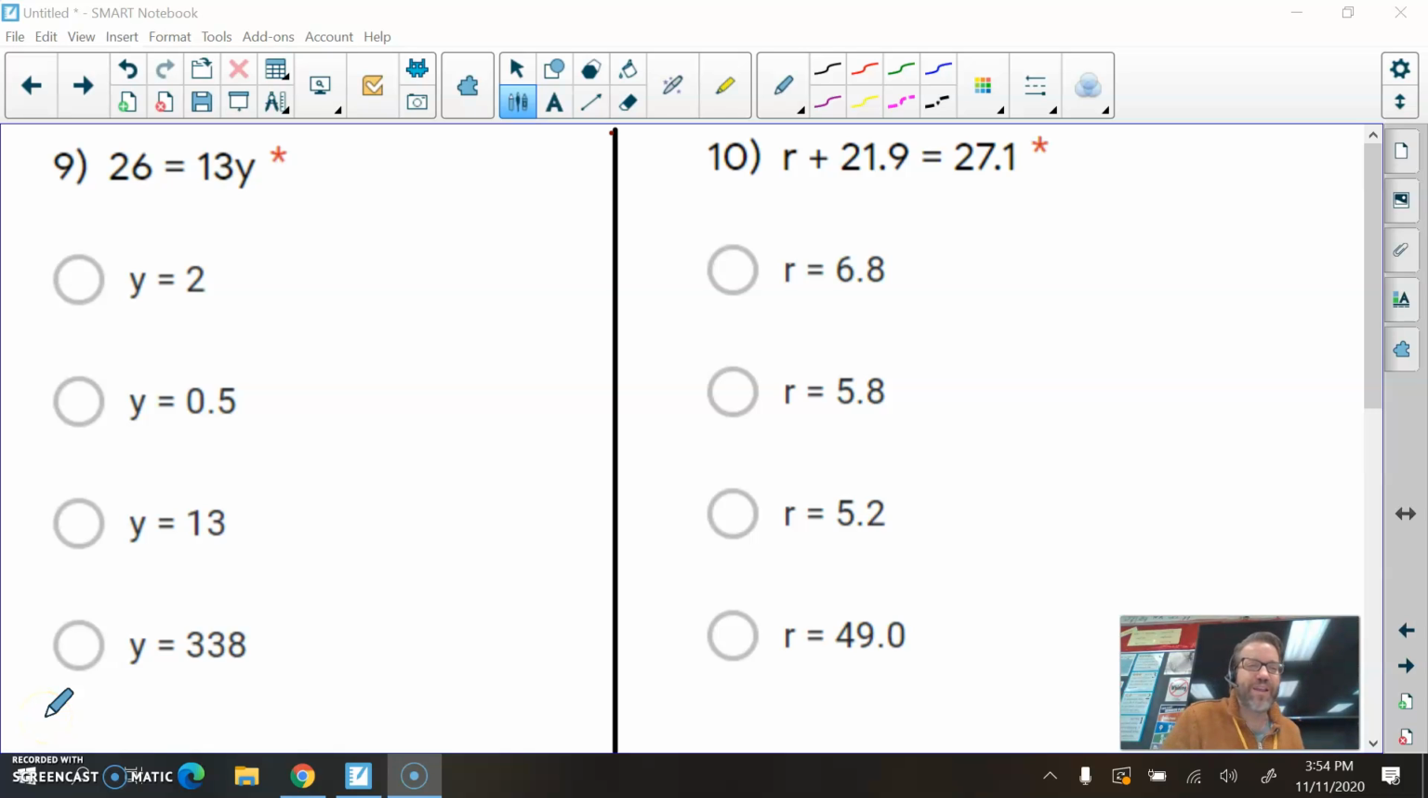I'm back and I'm going to continue where I left off after the last video with number 9 on today's review assignment. Remember, the test is on Wednesday. We will have one more day tomorrow for us to review. Okay, so number 9, we have 26 equals 13y.